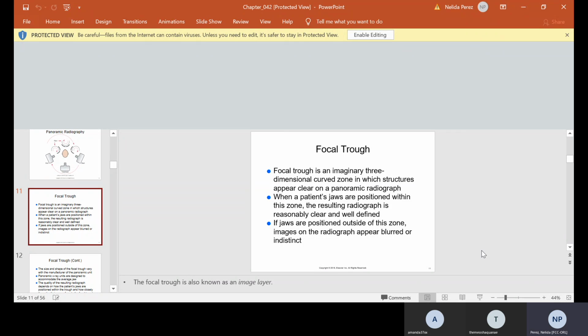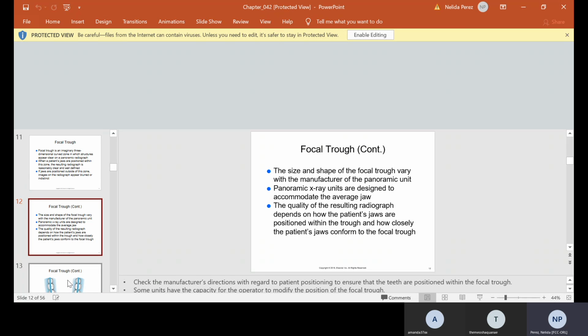Okay, sorry about that. All right, so the focal trough is an imaginary 3-dimensional curved zone in which structures appear clear on a panoramic radiograph. When a patient's jaws are positioned within this zone, the resulting radiograph is reasonably clear and well defined. If jaws are positioned outside of this zone, images on the radiograph appear blurred or indistinct.